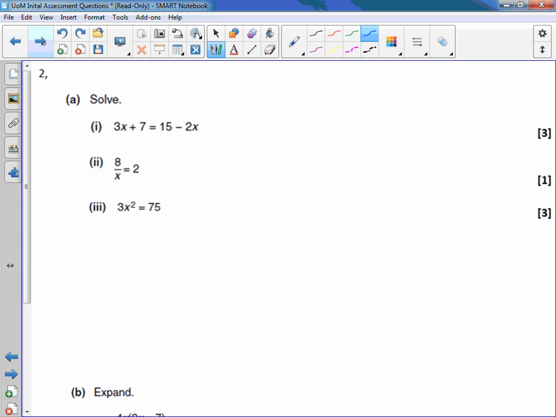Moving on. Question 2. It's a relatively straightforward equation to solve in part A. So we'll start by looking at A part 1. We've got 3x plus 7 equals 15 minus 2x. So we need to rearrange it so that all our x's appear on one side and our constants appear on the other side. So give us a nice straightforward equation. I'm going to start off by getting rid of my negative 2x from the right hand side. I don't want this here. So I'm going to add 2x to both sides. So it's going to give me 5x plus 7 equals 15.